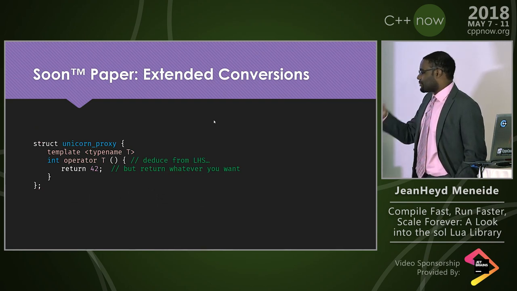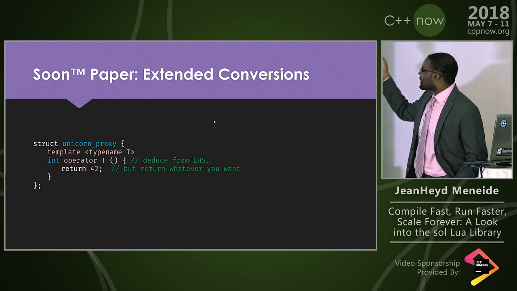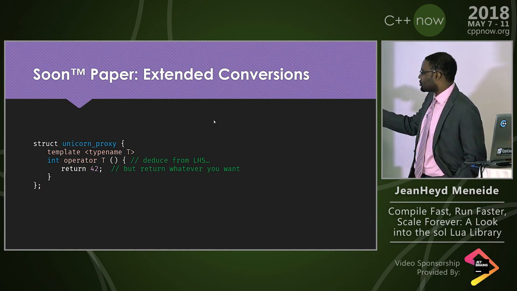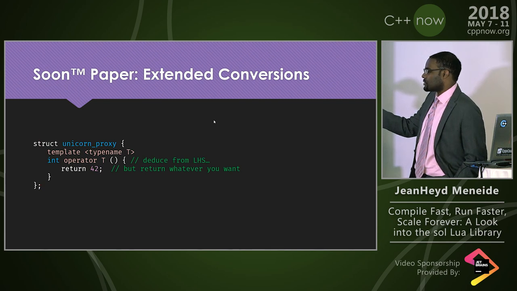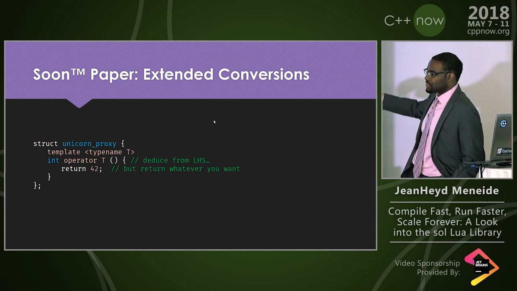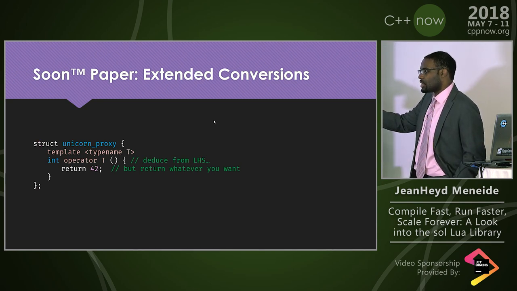Right. And we do have that thing, right? But one of the things I think I'm going to propose to the standard soon is the ability to have your own return type. So T will be deduced as it always is from the left-hand side, but then you can insert a type here that would say return this. Even though you're asked for this expression, I'm going to return an integer anyway, right?